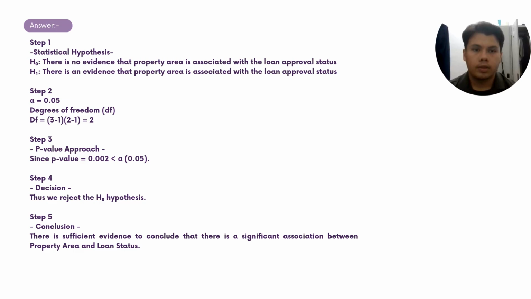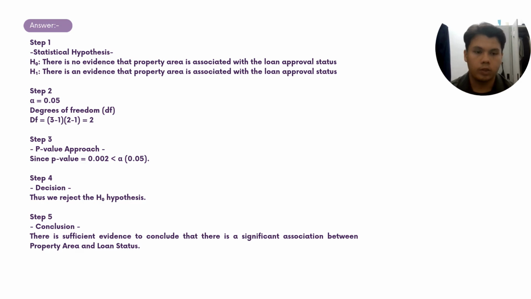The chi-square test consists of 5 steps. Step 1 is the hypothesis. The null hypothesis, H null, states that there is no association between property area and loan status. The alternative hypothesis, H1, states that there is an association between property area and loan status. Step 2 is the significance level. The significance level is alpha equals 0.05. The degrees of freedom are calculated as 3 minus 1 times 2 minus 1, equal to 2, because property area has 3 categories and loan status has 2 categories.